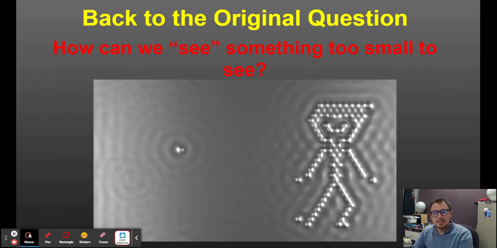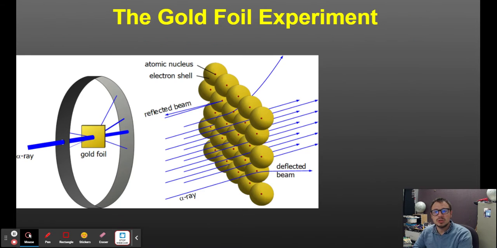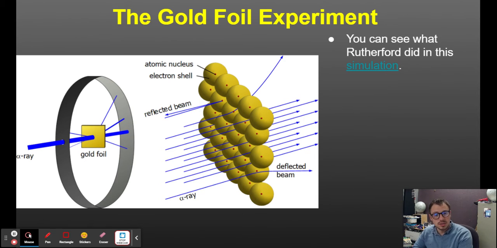So we did a lab on how we can see something too small to see, and that's Rutherford's gold foil experiment. Alpha ray particles were shot at a gold foil, and what they expected was that all of them were going to go through. However, not all of them did. 1 in 8,000 were deflected in some way, and using this, Rutherford was able to determine the size of the nucleus of a gold atom.